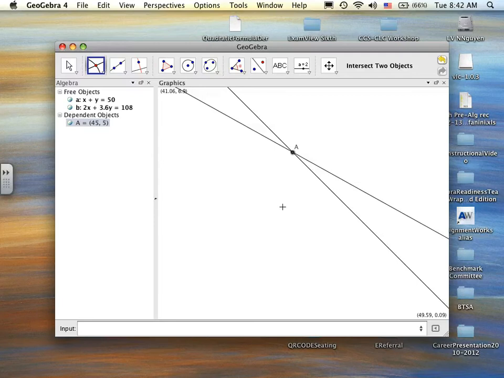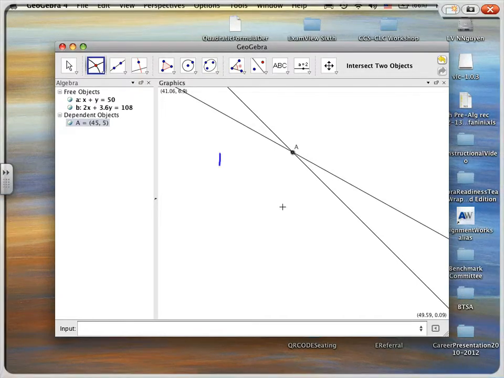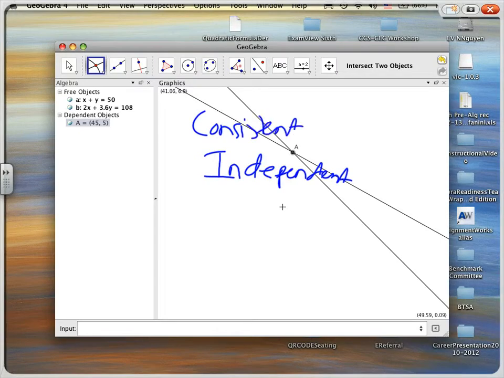When you have two lines that intersect at exactly one point like that, we have what we call a consistent independent system. We have exactly one solution. I'm using new terms right here, so write them down if you want. Consistent, independent, when you have exactly one intersection.